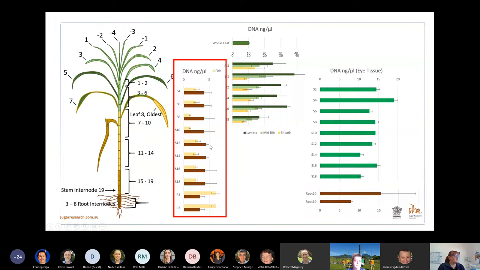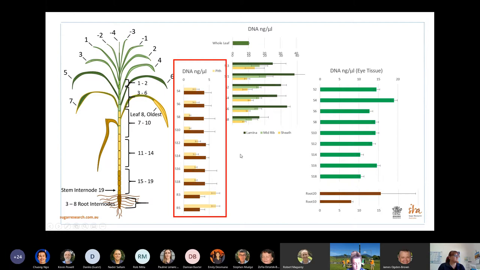So we have the pith, and then this is the rind. So you do get more DNA in the rind than you do in the pith, until, interestingly, you go below the surface, and then we're getting more DNA in the pith than the rind. This is probably a function of the fact that those internodes under the ground are pretty short.